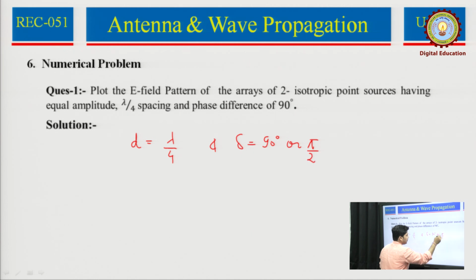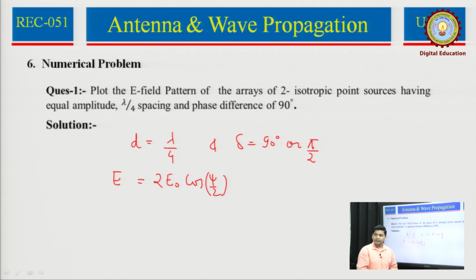Okay. Now, our task over here: first find out the total value of electric field due to the two isotropic point sources, and we have to plot that value. So, again if you remember, for two isotropic point sources, the total field E is nothing but 2 E naught cos psi by 2. Remember this expression? Now, if we normalize this value, the normalized pattern is nothing but cos psi by 2.